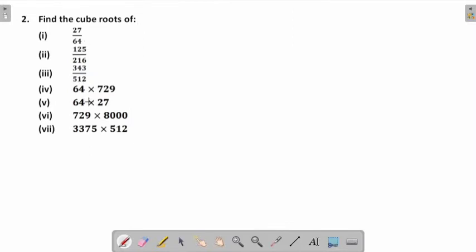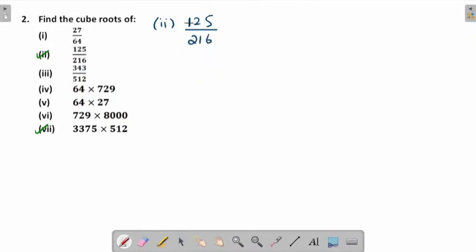Let's see another question. Let me take 2 questions from here. Let me take question number 2 and question number 7 for you. Let's do question number 2 first. Question number 2 says that you need to find the cube root of 125 by 216. So let's find it.